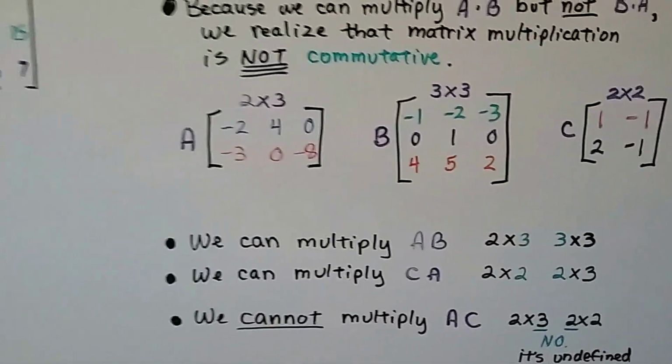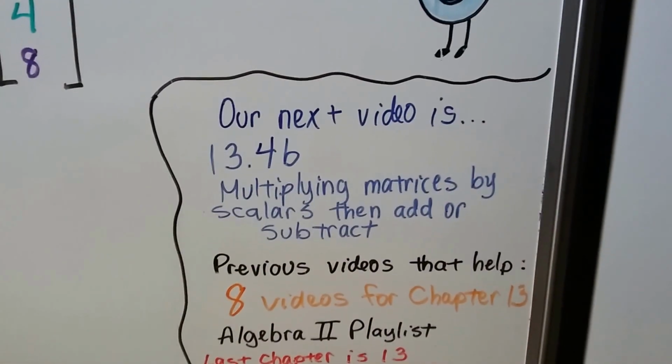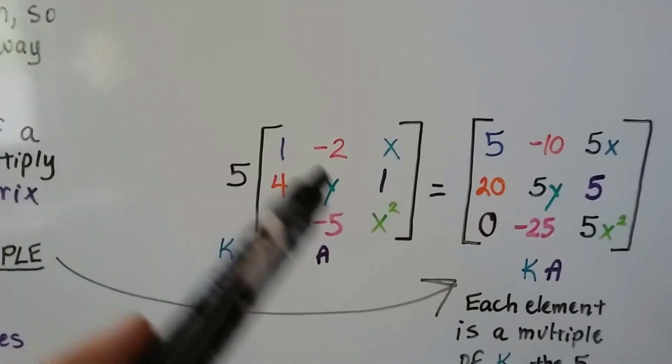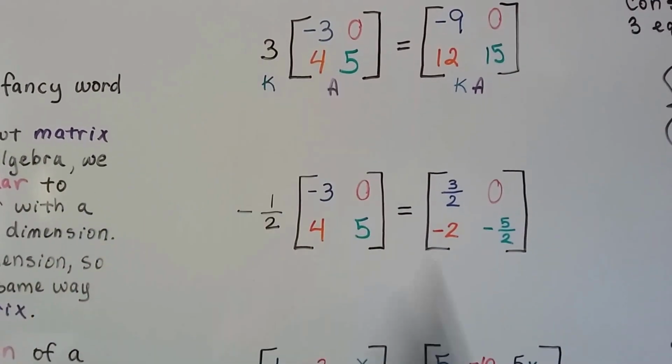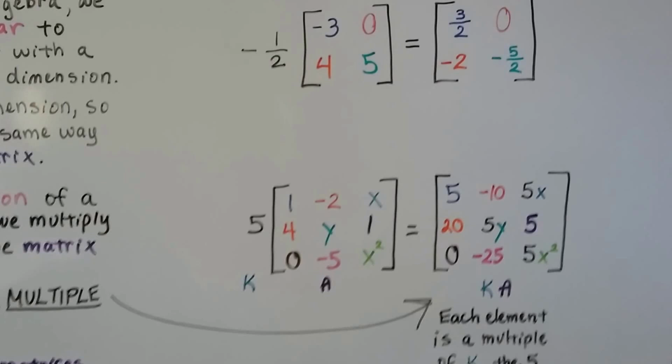Okay. So, in our next video, we're going to multiply matrices by scalars, and then we're going to add or subtract. We're going to do 5 times this matrix, and then maybe 3 times another matrix, and then we're going to add or subtract and see what we get, okay?